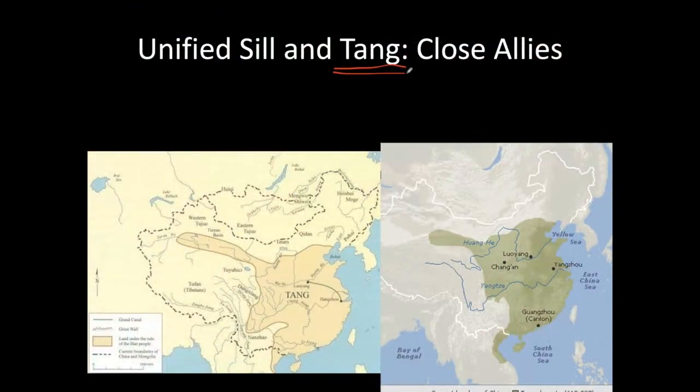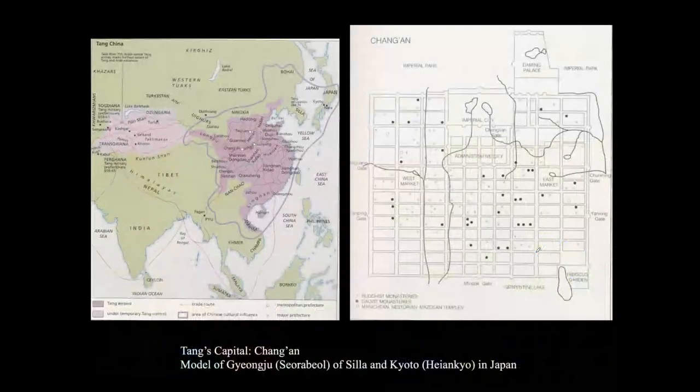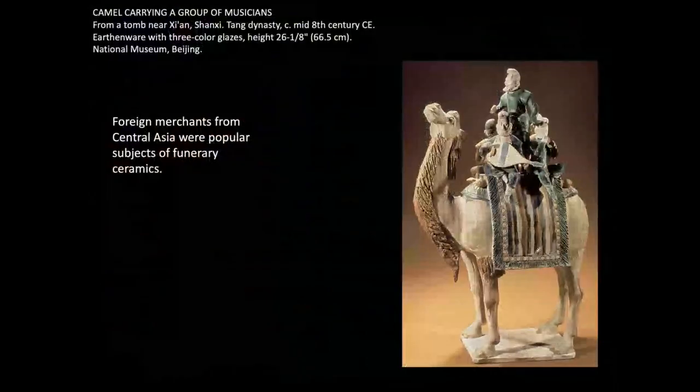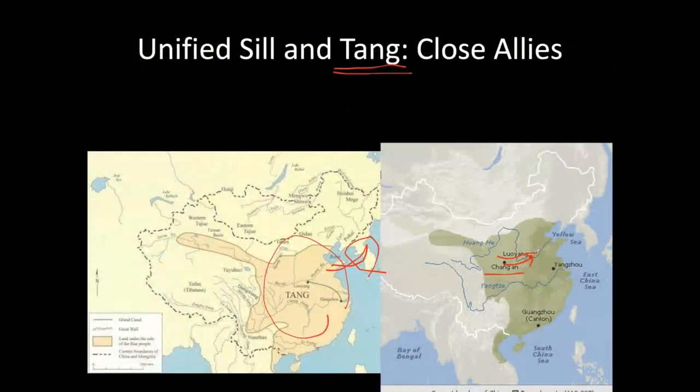From Tang Dynasty. So Silla and then Tang were close allies. The way unified Silla was able to defeat Goguryeo is because of their alliance with Tang Dynasty. So the Tang Dynasty capital is Chang'an, and if you go a little bit to the east along the Yangtze River, there is a town called Luoyang, and there were again rock-cut cave temples. I will show you the example at some point.